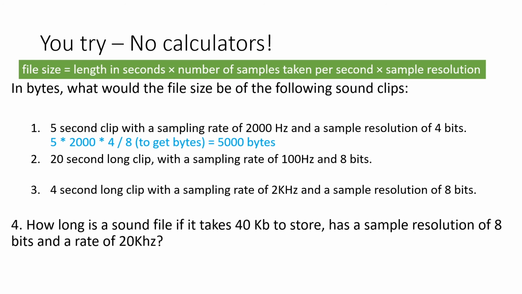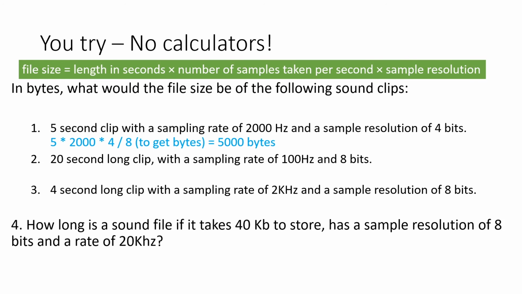Don't know how you'd work that out. Me personally, the 4 divided by 8 gets you half, doesn't it? 0.5. That's what I would have done. So then I could have multiplied the 2000 by 0.5 to get me 1000. So 5 times 1000 is 5000 bytes. However you want to do your maths, doesn't matter. But just remember you divide by 8 at the end.